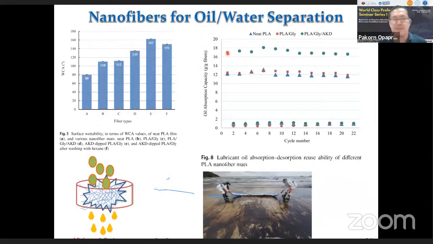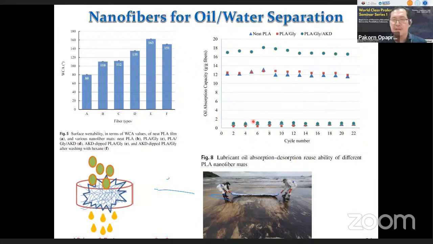So what does it mean, super hydrophobic? If we drop water on the surface of the fiber, the water contact angle goes higher than 150 degrees. So this is super hydrophobic, compared to normal nanofiber without treating, where the contact angle is around 80 or 100. So these have very promising potential for use as oil-water separation materials, especially for cleaning up oil spills.